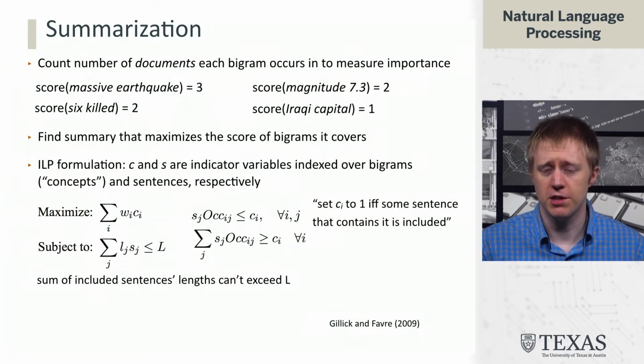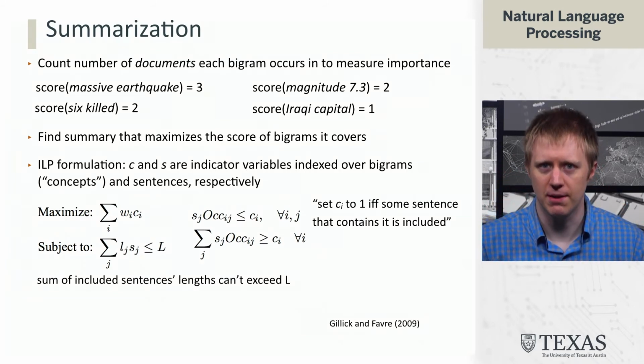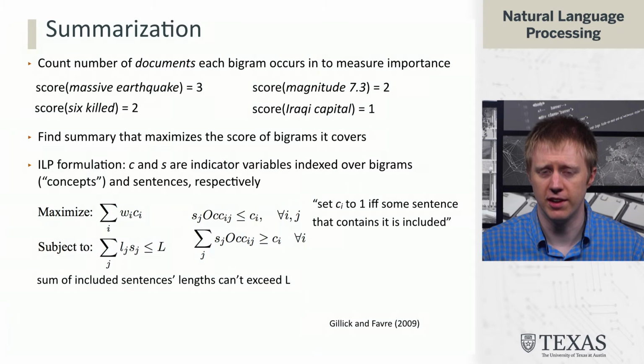But there have to be constraints between these, right? So in order for a bigram to be included, it has to be the case that we're including some sentence that contains that bigram. So these 2 expressions here about S_j, Occ_ij, and C_i are relating sentences to the bigrams that they contain and vice versa. They're saying that we're going to include C_i if and only if some sentence that includes it is included in our summary.